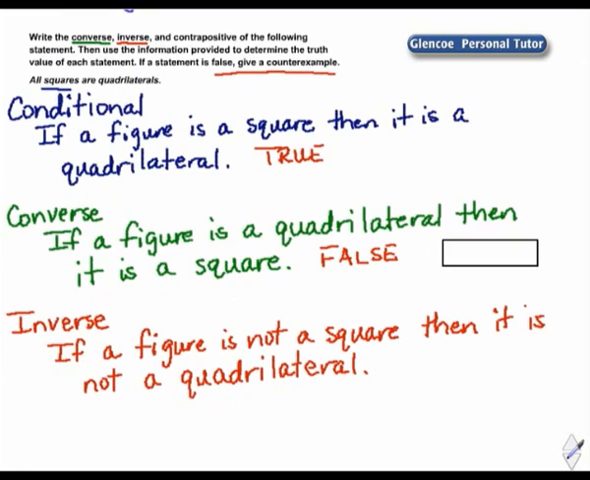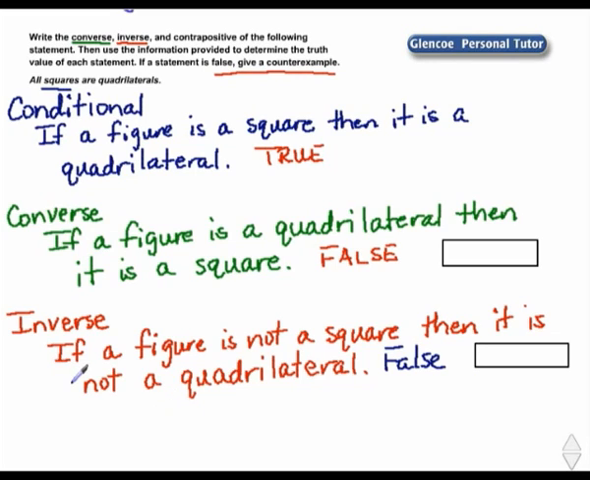Okay, well, let's think about that statement here. If the figure is not a square, then it is not a quadrilateral. Well, that also is false, and I'll show you. Again, here's a figure that's not a square. It's a rectangle, but it is still a quadrilateral because it has four sides.